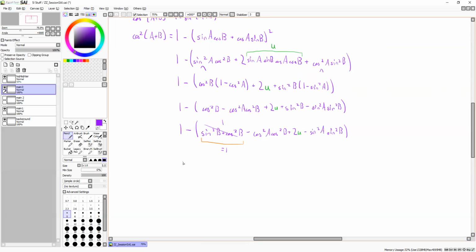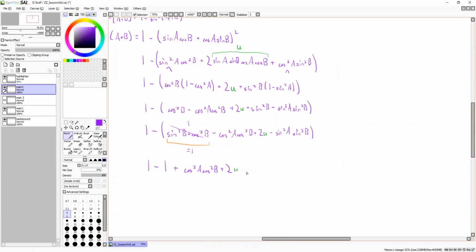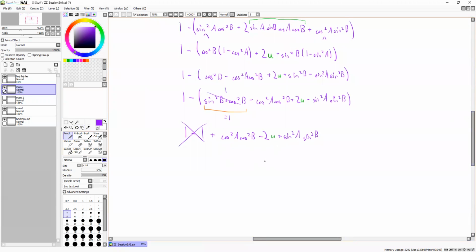And now we're going to distribute that negative. So we get the 1 minus 1, 2 negatives, plus cosine squared of A, cosine squared of B, plus 2u, and since I can do one more step with this u, plus the sine squared of A and the sine squared of B. And I realized I almost just made a very bad mistake. That negative gets distributed into this plus, it becomes a negative. So 1 minus 1, that's going to disappear. And now I'm going to replace this with the original right here.